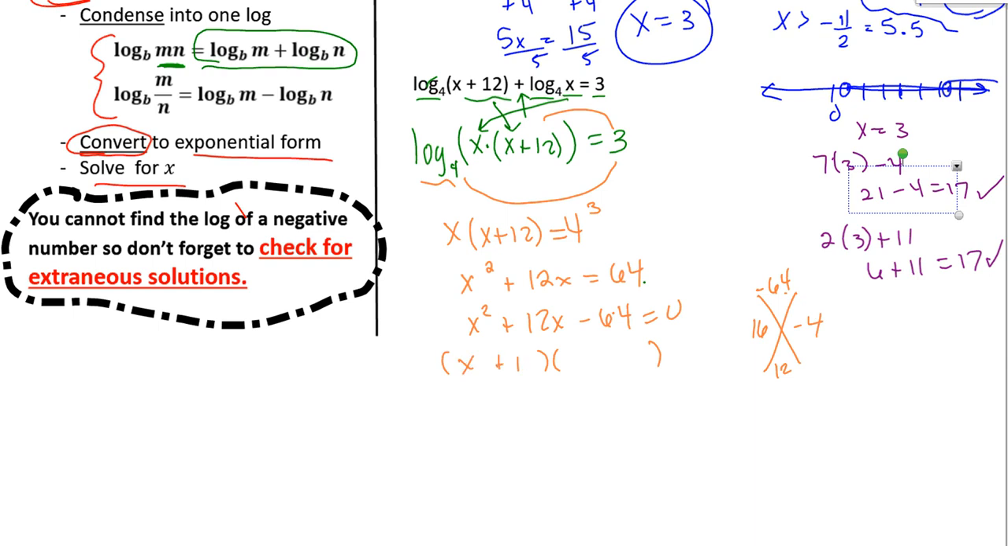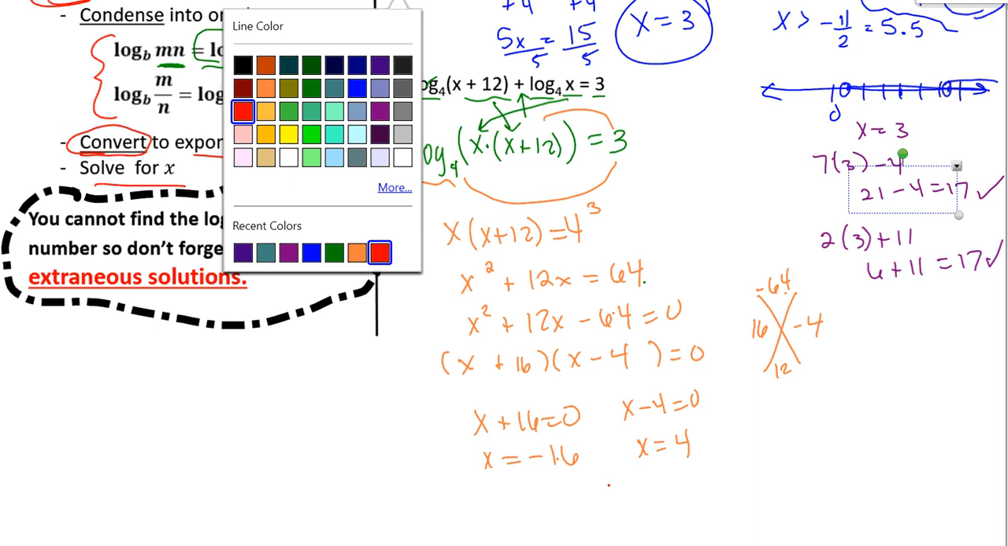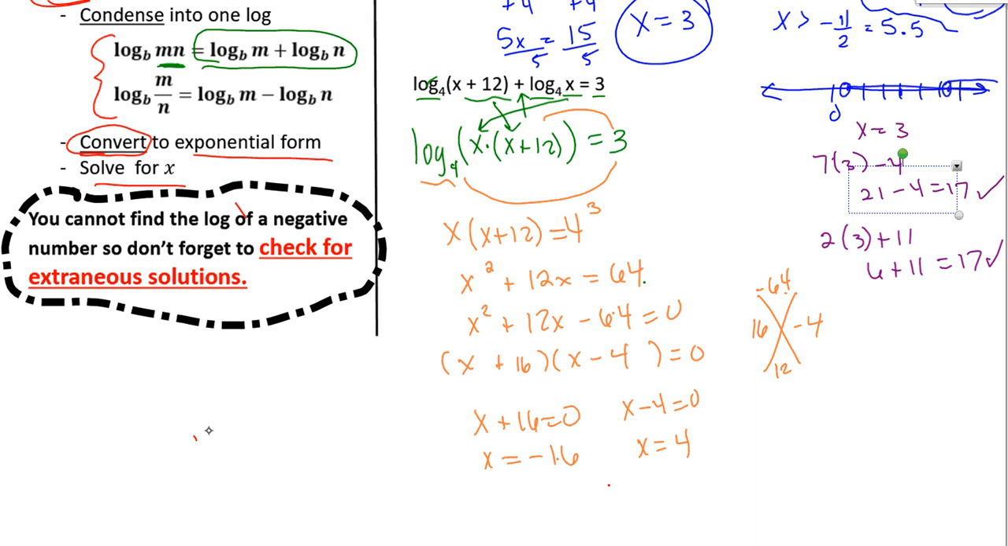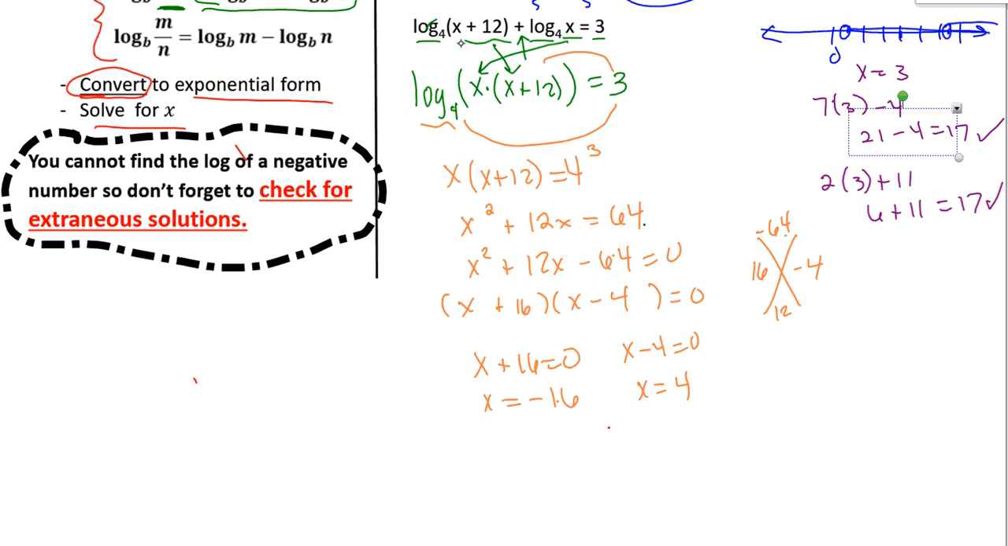So x plus 16 times x minus 4 equals 0. x plus 16 equals 0 means x equals negative 16. x minus 4 equals 0 means x equals 4. Maybe. Remember that we have to check our answers and find out if they're extraneous. Now, I could have done the domain at the beginning. This time I'm going to show you how you can just take the inside stuff and check it in there.